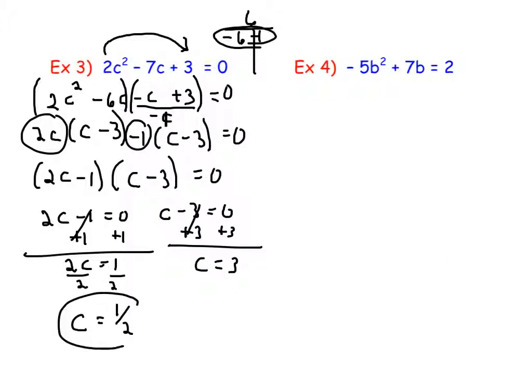So my zeros, or my solution, is c equals 1/2 and c equals 3. And c is really x. So these are my x-intercepts. Okay, example number 4.